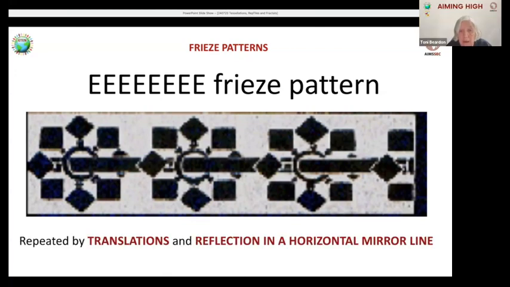So here again, translations, and here's reflections in a horizontal line. If you look through the middle bar of the E, the top and bottom are images of each other by reflection. So you can reflect the whole pattern and it will still look the same. You can reflect it either in a horizontal line through the middle of the pattern shown, or along the middle bars of the E's. So that's the second most simple pattern.